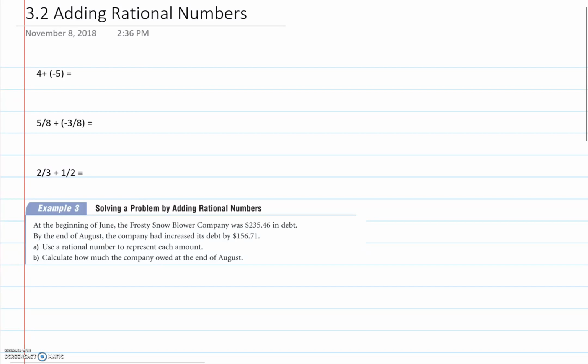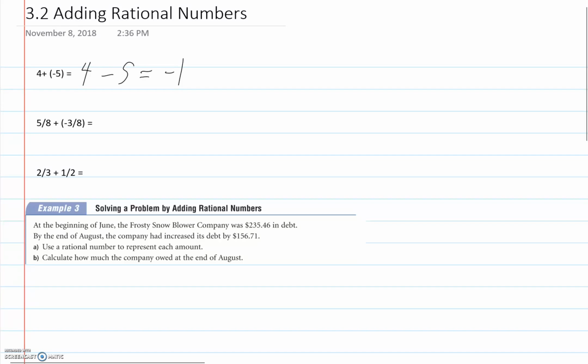We're going to start off by looking at an integer, which is a really simple rational number instead of a more complicated fraction. We're going to look at 4 plus negative 5. What does that equal? When we have a plus and then a negative, this is just like if we wrote 4 minus 5. It's the same thing. So 4 minus 5 would be negative 1.